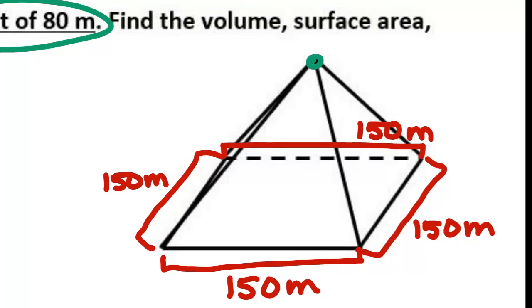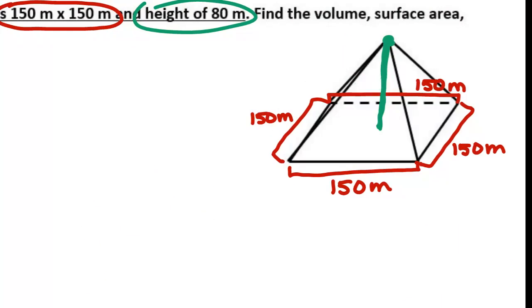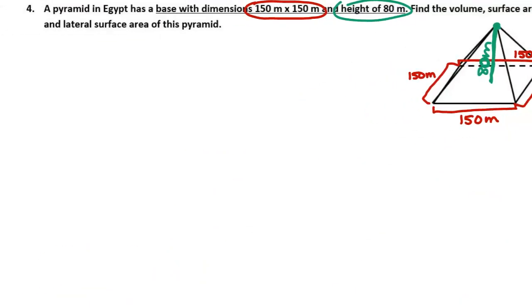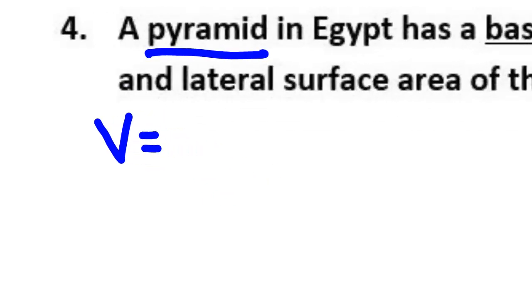The height goes from the vertex, the point up at the top, straight down to the center of the pyramid. Let me write that just a little bit differently. Have 80 meters there. We want the volume, the surface area, and the lateral surface area. Let's do volume first. What is this shape again? A pyramid. What is my volume formula for a pyramid?